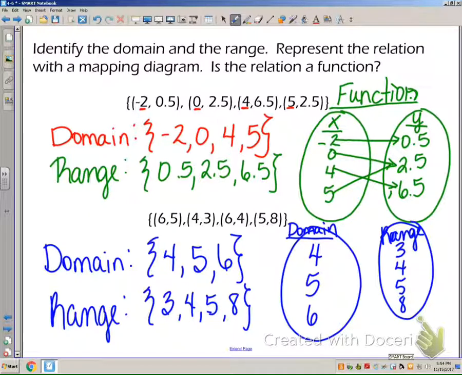And we know that 6 gets paired with 5, 4 gets paired with 3, 6 gets paired again with 4, and 5 gets paired with 8. So now we can see that the 6 is paired with 2 different outputs. The input goes to 2 separate outputs, so we know that it is not a function.